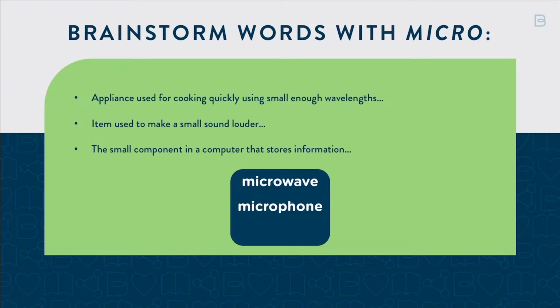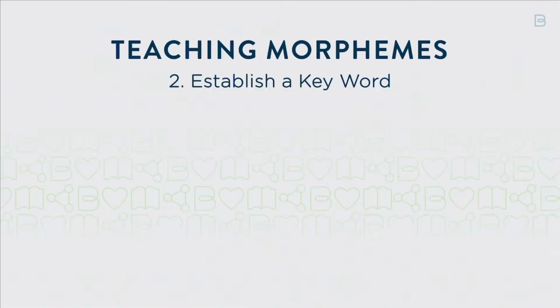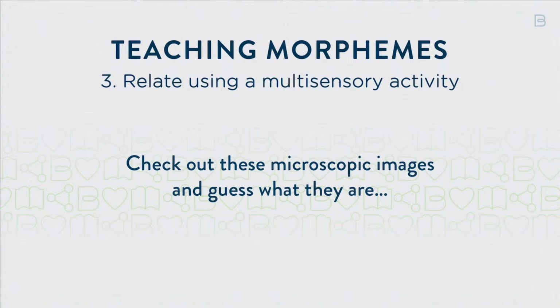Once that introduction is over, you're going to establish a keyword. The one we use is the word microscope, which students have probably had a chance to use in their science class. I'm going to relate it using a multisensory activity. One that students really enjoy is where I give them microscopic images and ask them to guess what these images are. These images are so small they can only be seen in a microscope. So let's go ahead and try some.